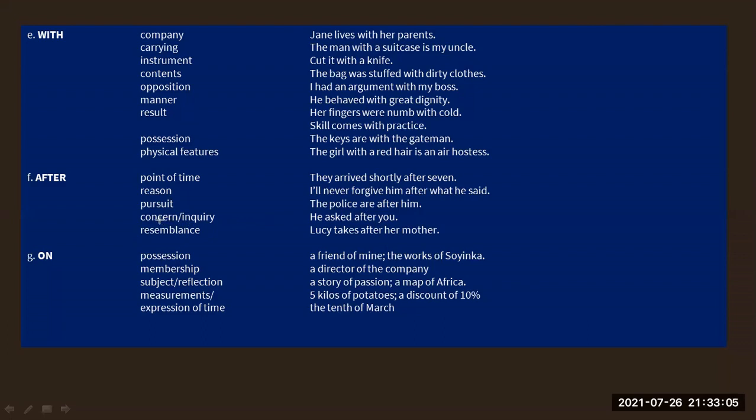You can also use after to indicate concern or inquiry, to make an inquiry. He asked after you. You can use after to indicate resemblance, and you can say Lucy takes after her mother. All right. To take after is idiomatic in nature, and it shows that take collocates with after and gives us the meaning of resemblance.